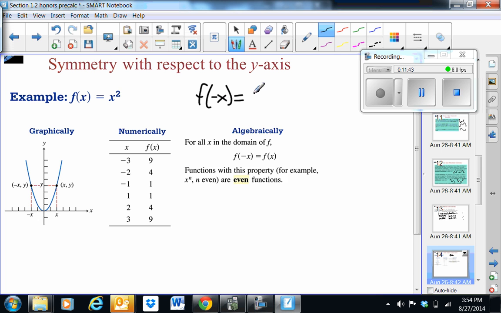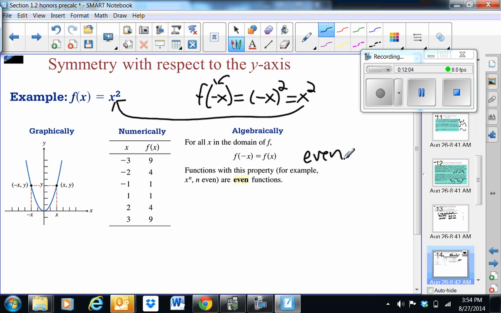And when we do that, we get negative x squared, which is x squared. Well, if we look at what we started with, we have exactly the same thing. So when we plug in the opposite of x, if we end up with the exact same function we started with, we're going to say that this is an even function. And when we have an even function, that means it's going to be symmetrical over the y-axis. If we fold it, it's symmetrical over the y-axis.